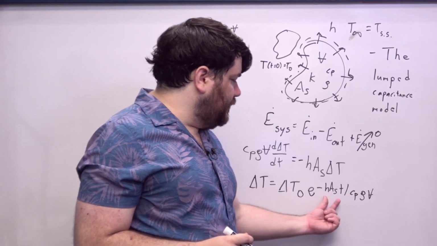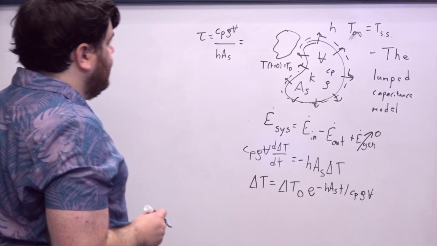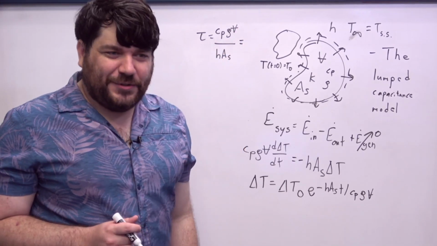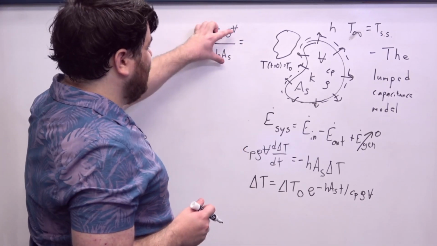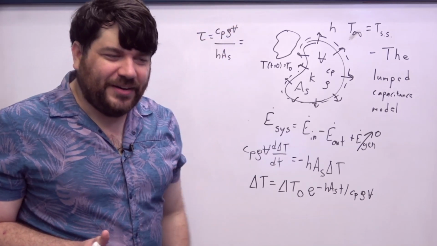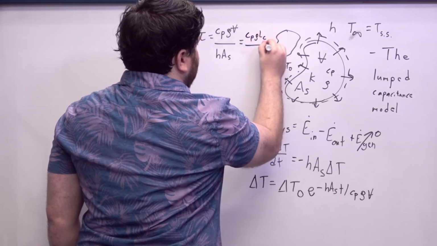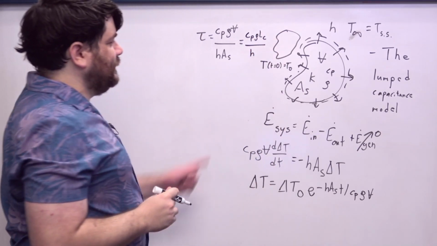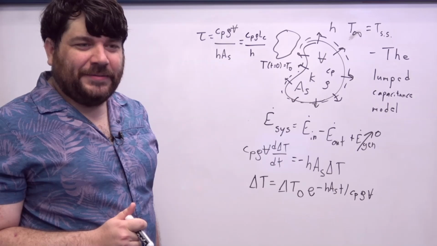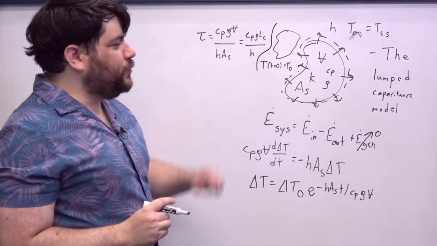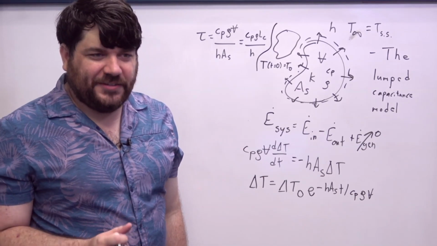Right, so just the inverse of this. And we can, of course, notice that the volume over the surface area is showing up again, right? And so we don't really have to write the volume and the surface area independently. We can also write this as Cp rho Lc divided by H. And so this little expression here is what is commonly referred to as a thermal time constant.